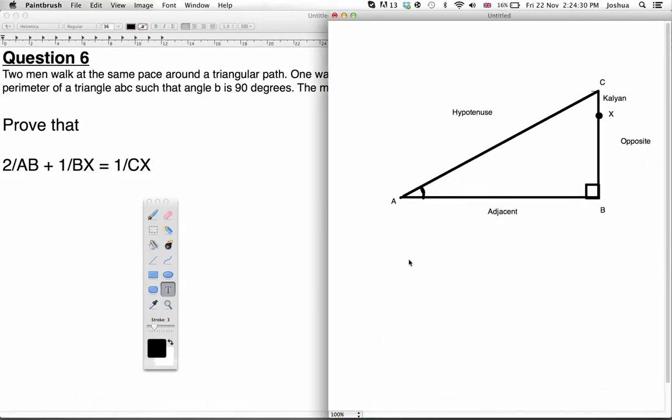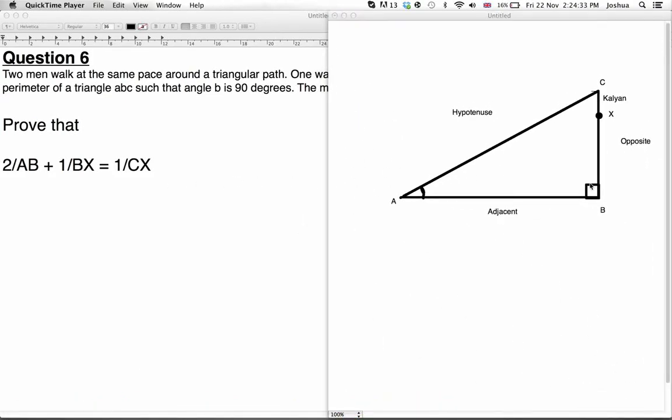I've got a diagram here. So I've labeled them the hypotenuse. This is angle A, angle B, angle C, point X. I've labeled the hypotenuse, the adjacent, the opposite, and because I didn't know what to call it, I divided the opposite into 2 bits. So I'm calling the bigger bit the opposite because it's bigger, and I'm calling the smaller bit the Kalyan because he was my first subscriber.